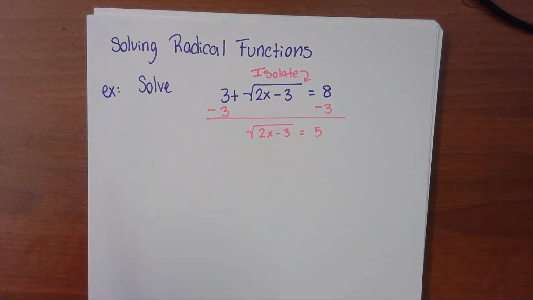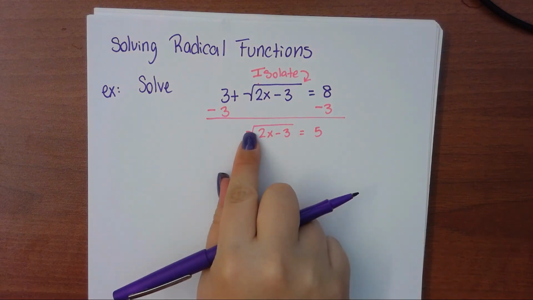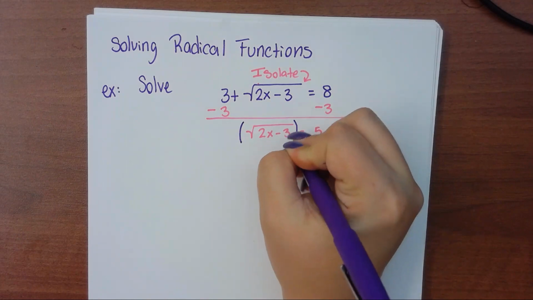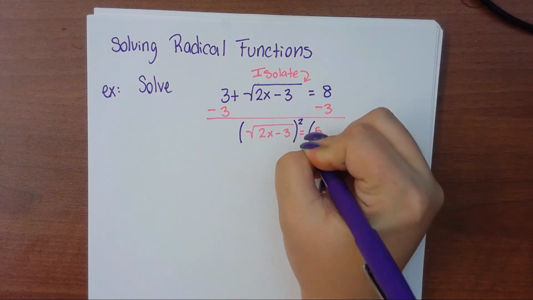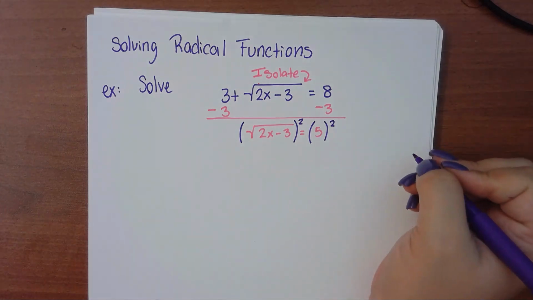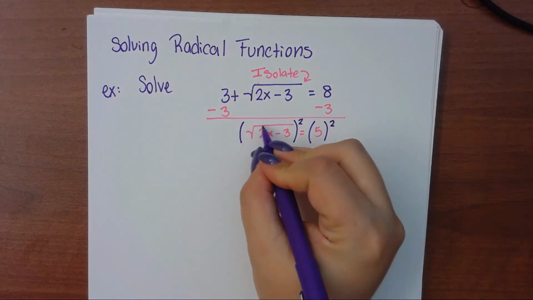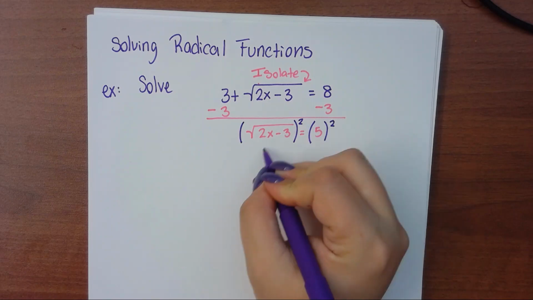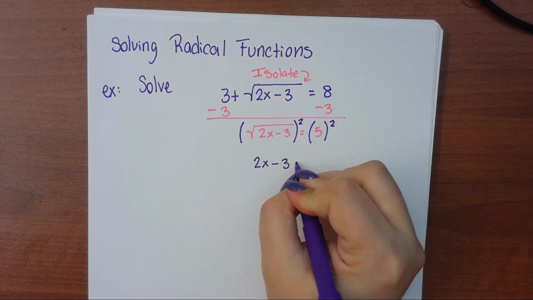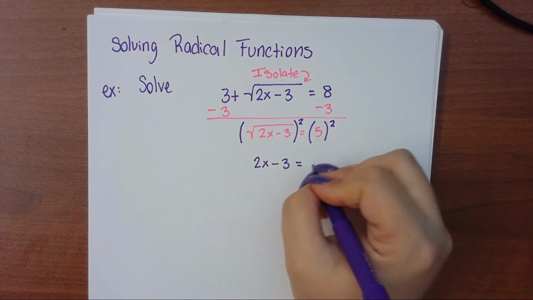Now, I can just square both sides, because remember, my index, if I square it, that would cancel out my radical. And what I do to one side of the equation, I have to do to the other side of the equation. So I have the square root of 2x minus 3 squared is just going to give me 2x minus 3 is equal to, and in this case I square both sides here, 25.